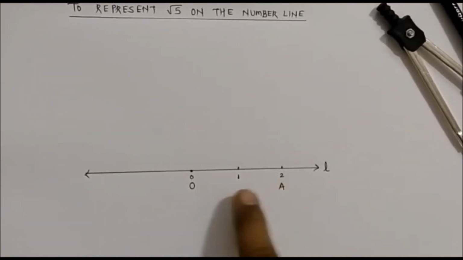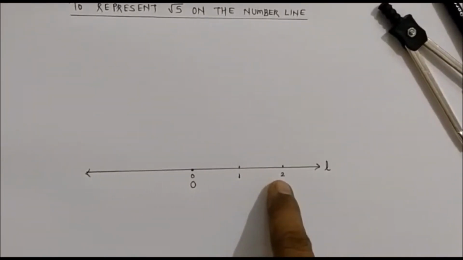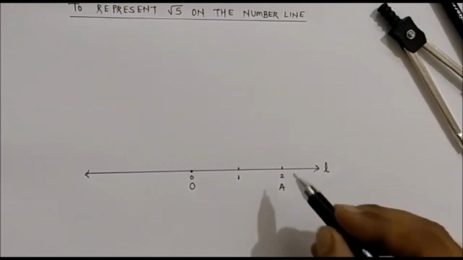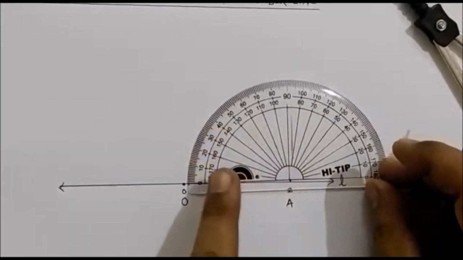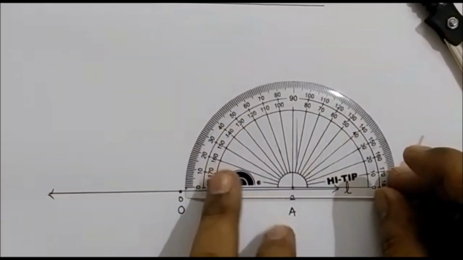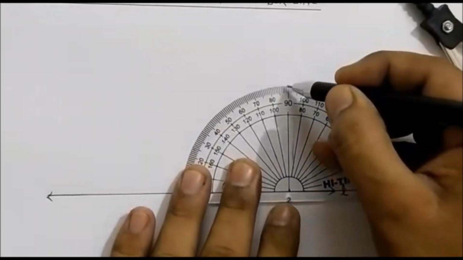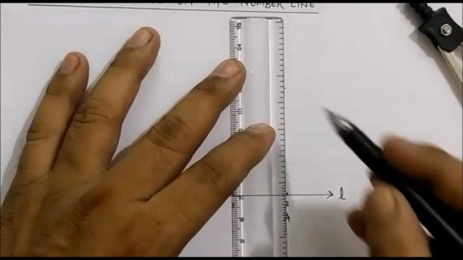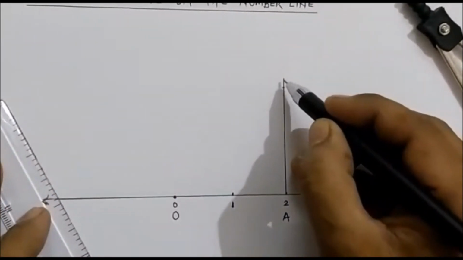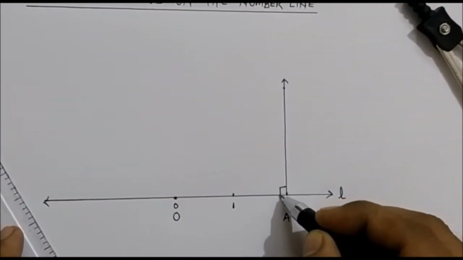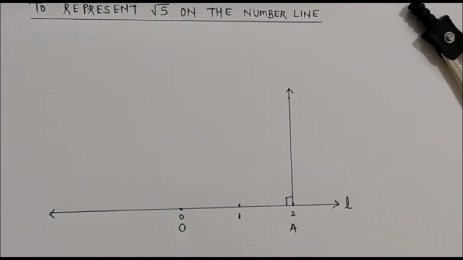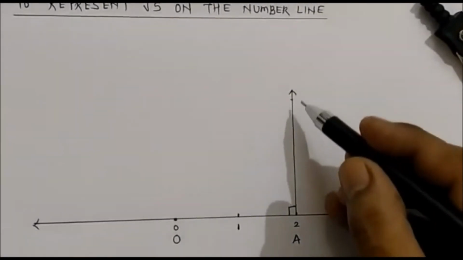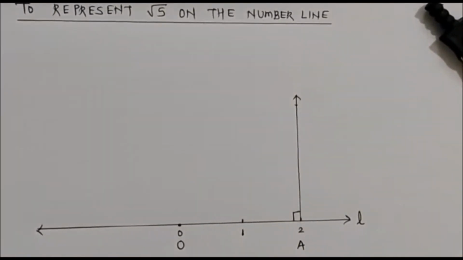So on the number line we have taken distance 1, 2, and we have marked point A. Now you are going to draw a perpendicular at this point by using a protractor. By using the protractor, draw 90 degrees at this point A.